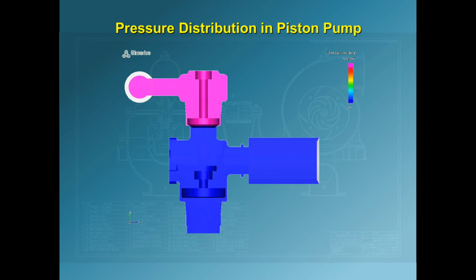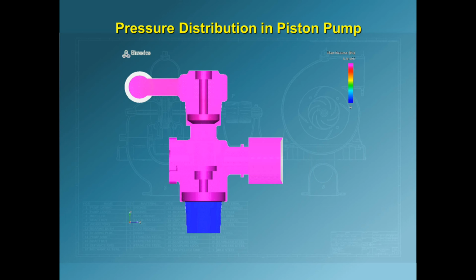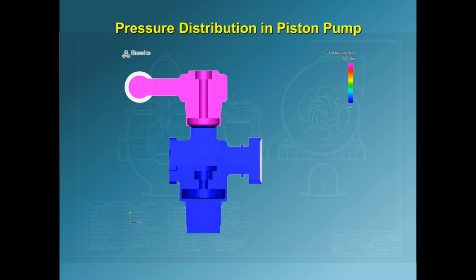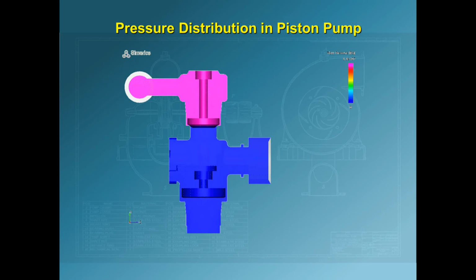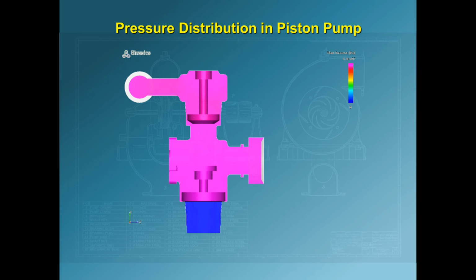Here is the pressure distribution in the pump. Notice the flashes that occur when one of the valves opens or closes. This occurs because high pressure waves are generated and propagate through the system when the valves close. This is a water hammer effect.